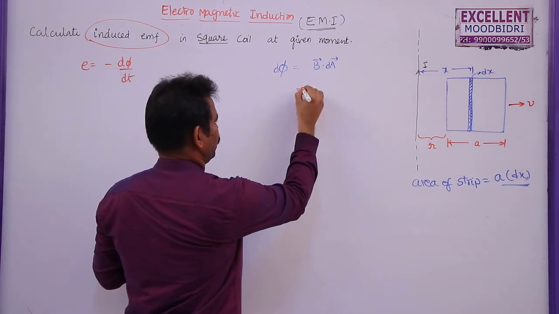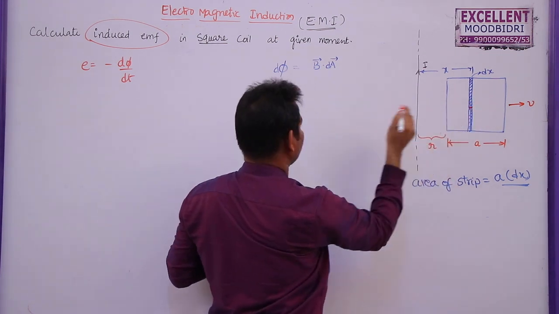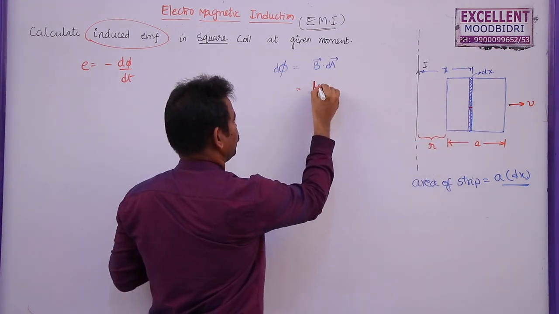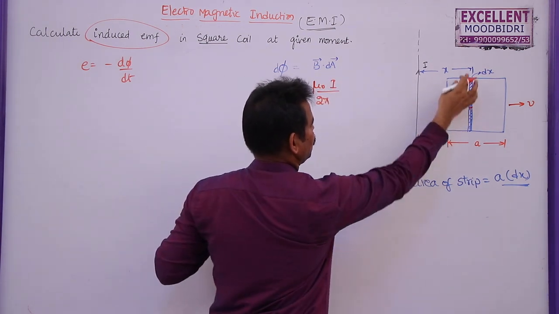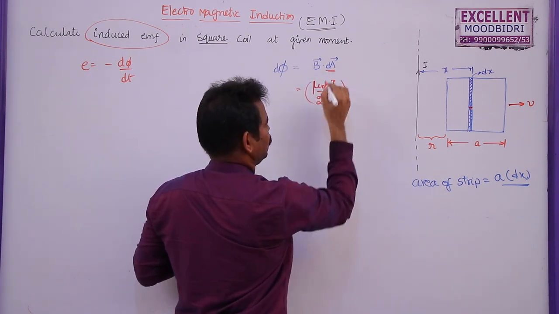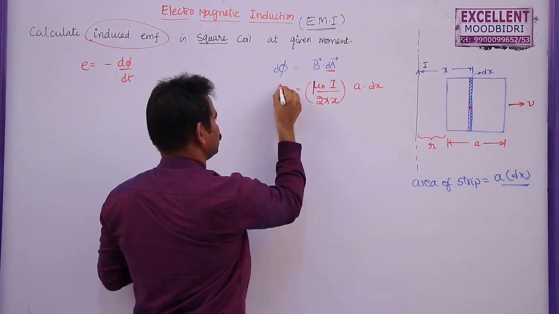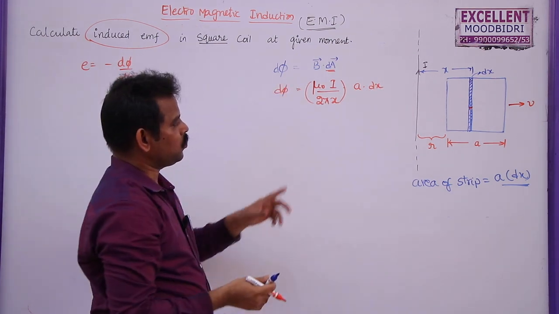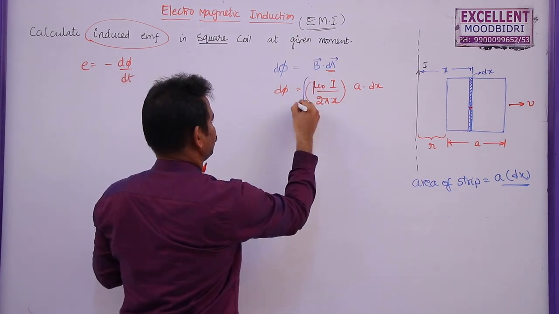Now here, what I am going to write: what is the magnetic field at this point due to this current which is acting into this one? B is given by mu naught I by 2 pi, from here to here the distance is x, so 2 pi x, into the area of the strip, which is a into dx. So this is d phi. So what is the total flux passing through this one? Integrate on both sides to get the total flux here.